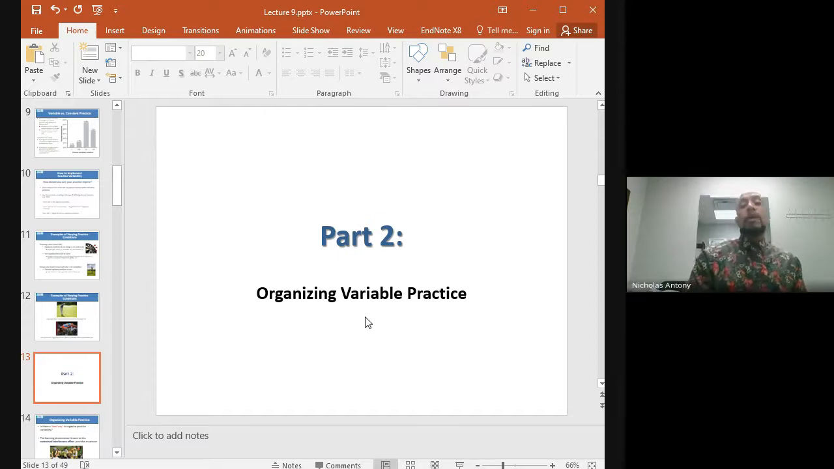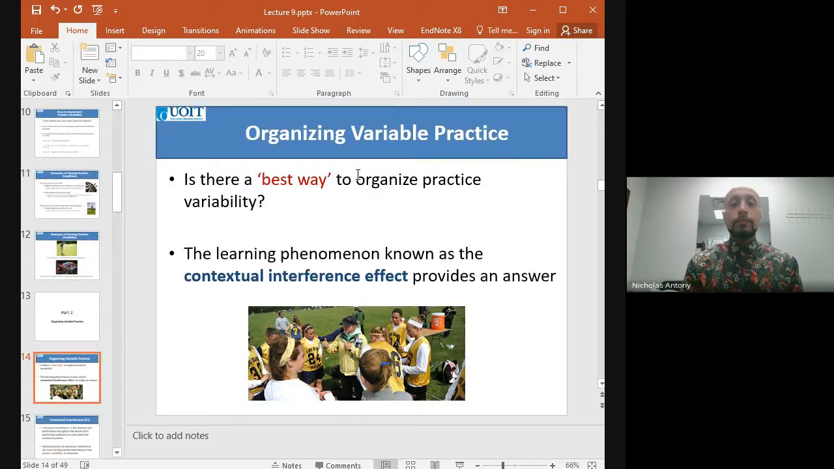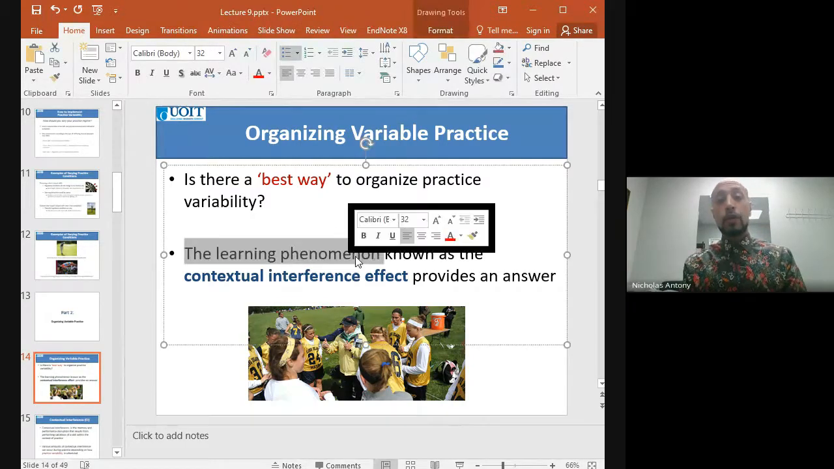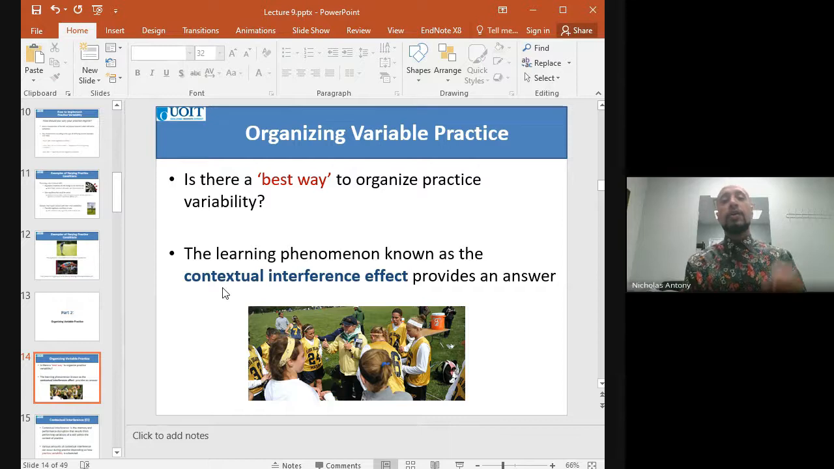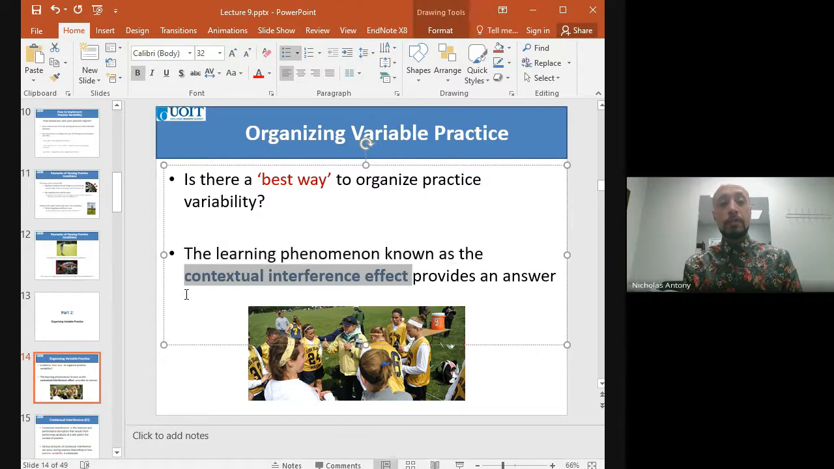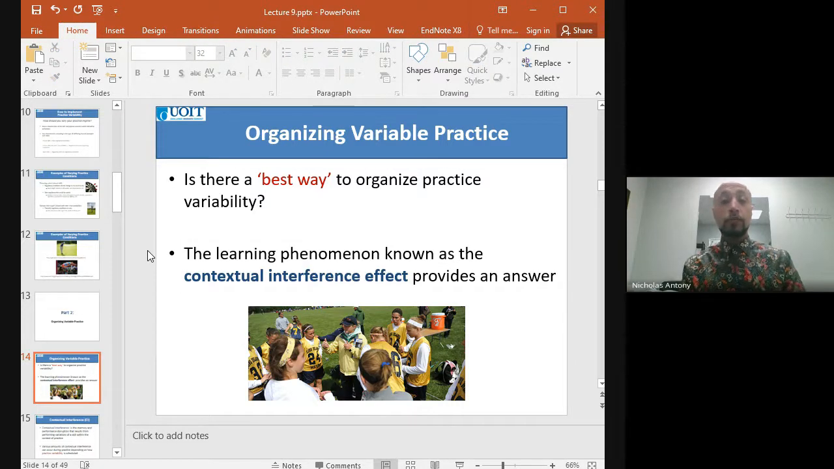So now that we're going to vary aspects of the skill and it's important for learning, how are we going to organize that variability? What is the question, therefore: is there a best way to organize this practice variability within the practice experience to maximize learning? The learning phenomenon that occurs with variable practice is called the contextual interference effect, right? That's the term that's been talked about the most in the research.